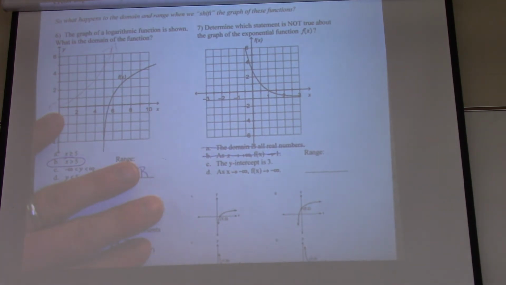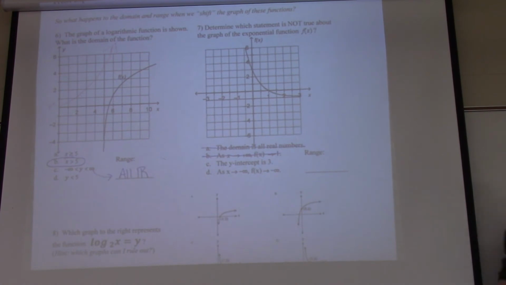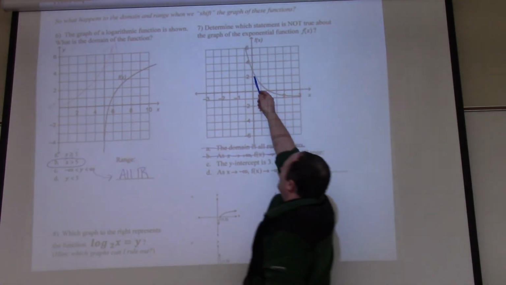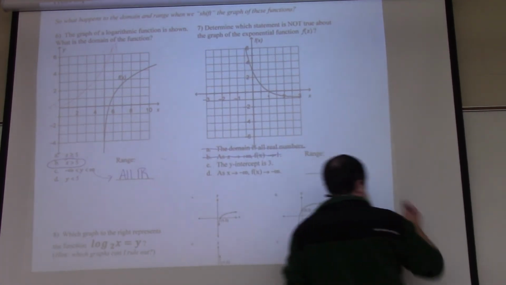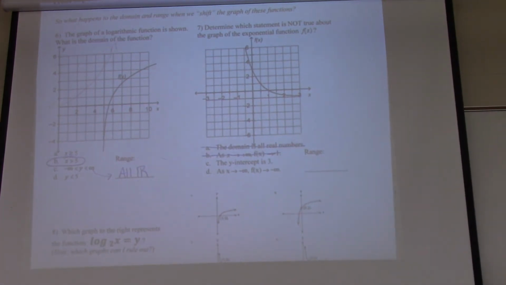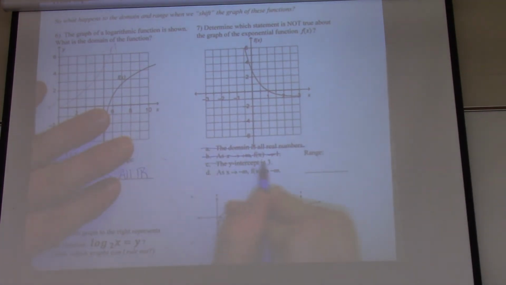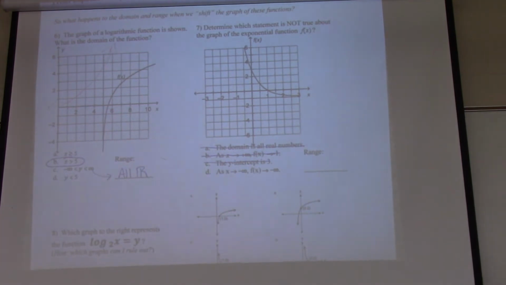C is obvious. Why? Because the y-intercept is 3. Yes, you're right. It crosses the y-axis at 3. So that's true. So it better be just D, right? Is D true? Maybe none of them are true.